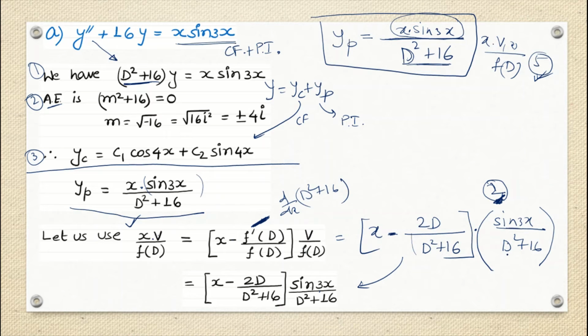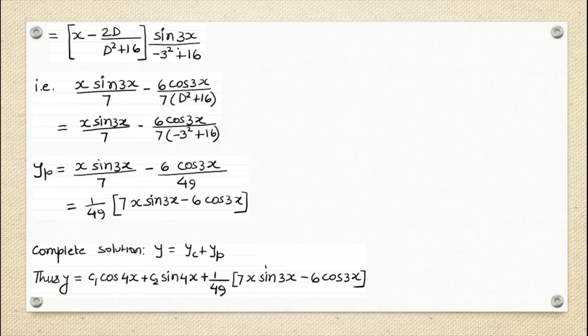So what will we be doing in type 2? D square will be replaced with minus a square, correct? So a is 3, which means D square is going to be replaced with minus 9. So I'm going to write minus 9 plus 16, and then sine 3x on the top, right? So fine. If you see here what we have done, this is x minus 2D by D square plus 16 as it is, and here sine 3x, and then the same as what we had said.